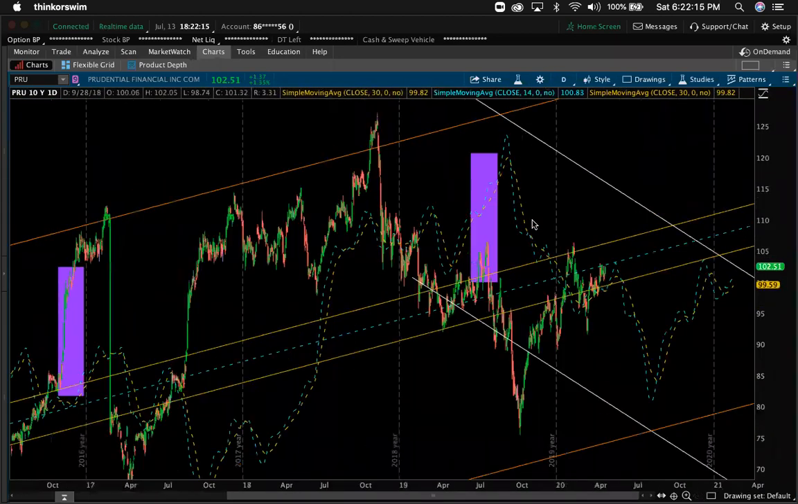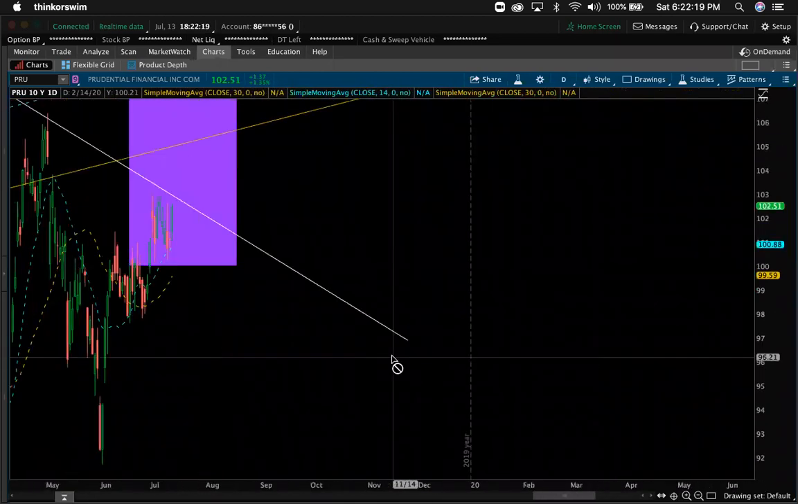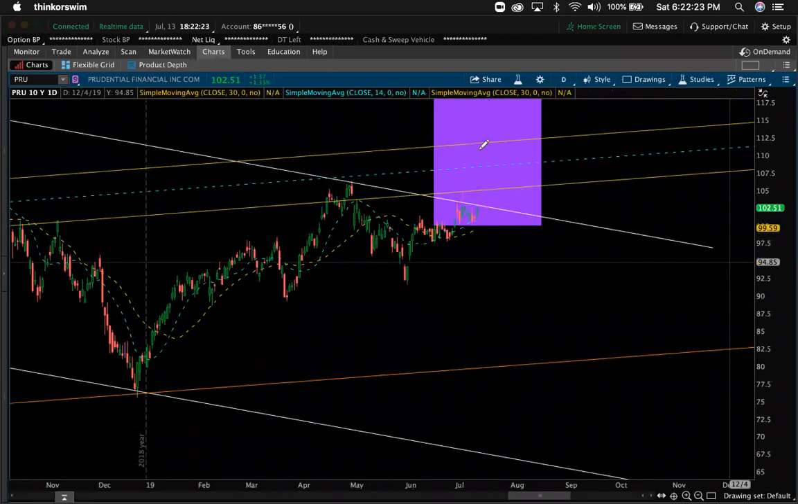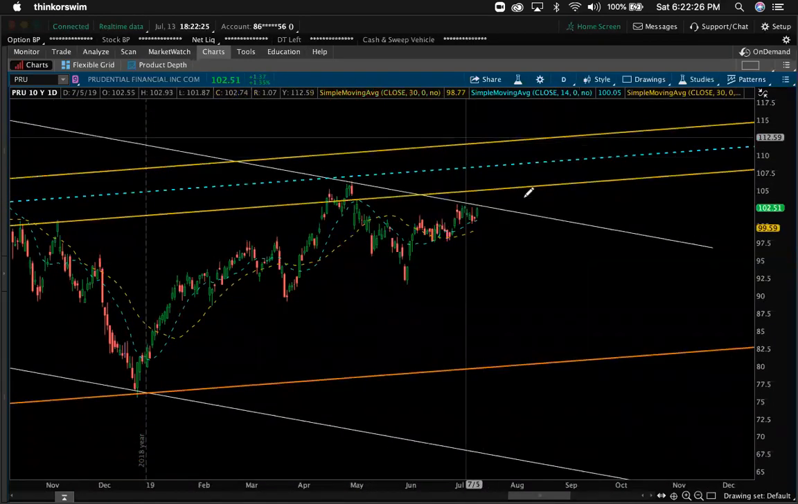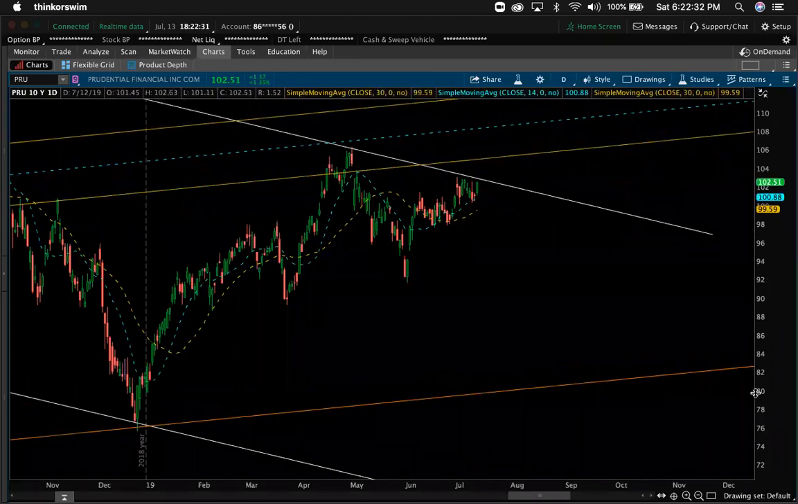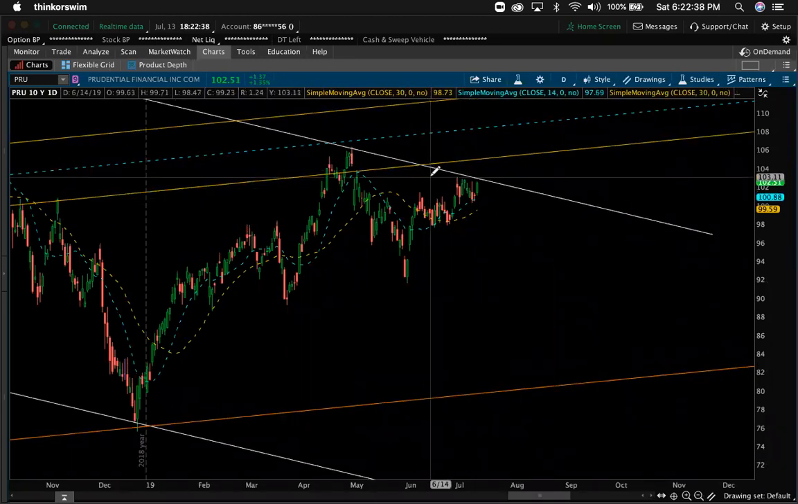I'll put up the daily because it's actually better. I want to basically add my extensions. I love the chart. I love the setup. The breakout is basically above 102.92, or basically over 103. 103 is a very important level, especially trading this name.